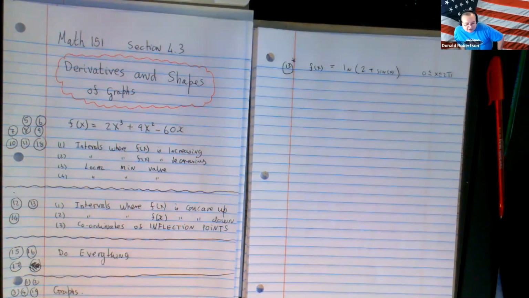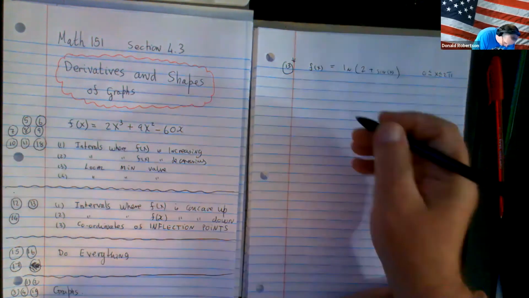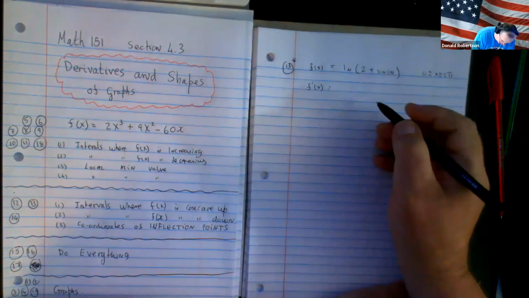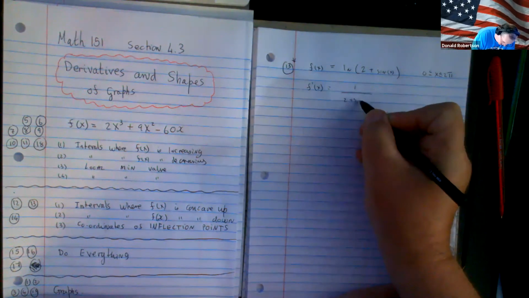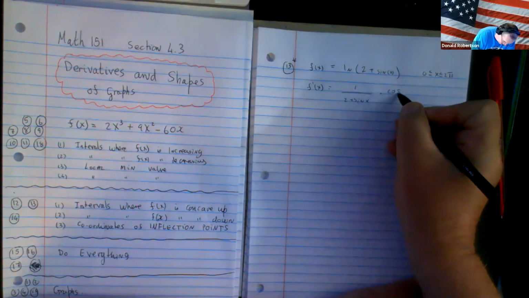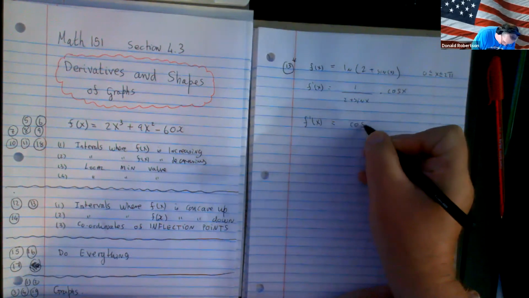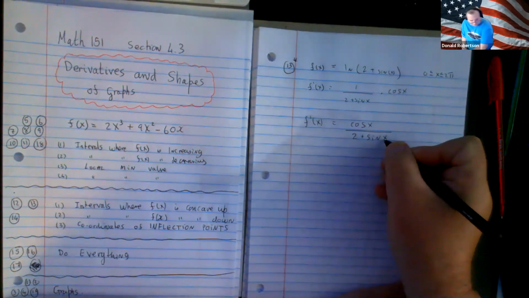If you want to find anything to do with things like concave up and concave down, it's the second derivative that we need. So I'm going to find the first derivative and then move straight on to the second derivative after that. This guy is a chain rule. It's a log of something, so it's 1 over something times the derivative of that something. So the first derivative is cosine x all over 2 plus sine x.